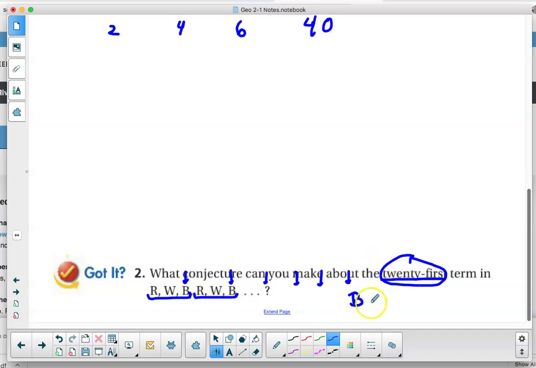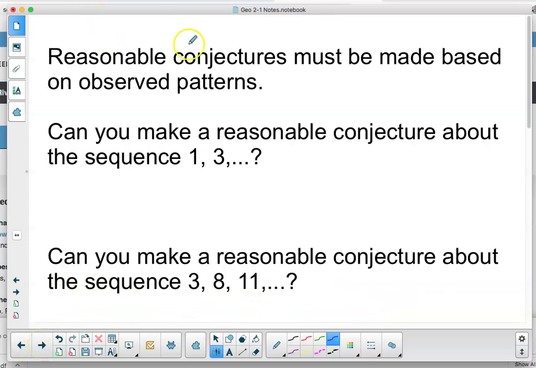Hopefully you recognize that. And it's because of that pattern of 3s that helps us. Going on, reasonable conjectures must be made based on observed patterns. Can you make a reasonable conjecture about the sequence 1, 3? Now, based on 1 and 3, you have ideas. And several people probably have different ideas on different things.